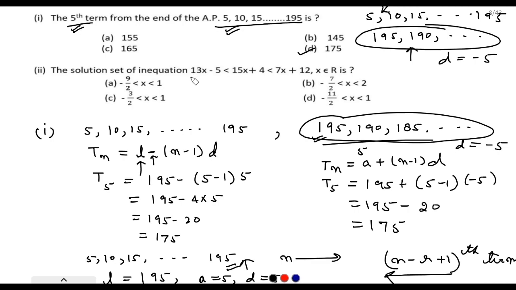The solution set of this inequation is, when x belongs to R, real numbers. This inequation is the combination of 2 inequations. So we have to solve 2 inequations. First is 13x minus 5 is less than 15x plus 4, and second is 15x plus 4 is less than 7x plus 12. To find the solution of this inequation, we have to combine the solutions of these 2 inequations. Means the common solution of these 2 inequations will be the final answer.